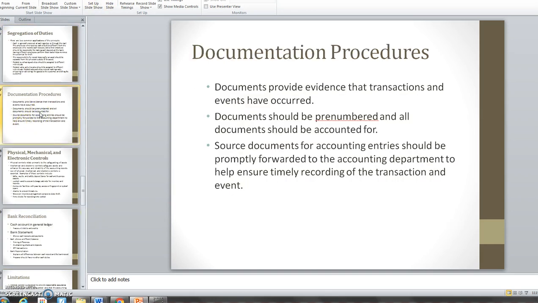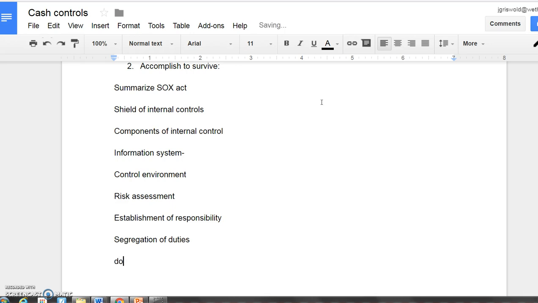Documentation procedure. Have evidence that transactions have occurred. We've learned about source documents. That's the evidence. Have the documents pre-numbered. Make sure that all the source documents go right to the accounting department. So you need to have documentation procedures.